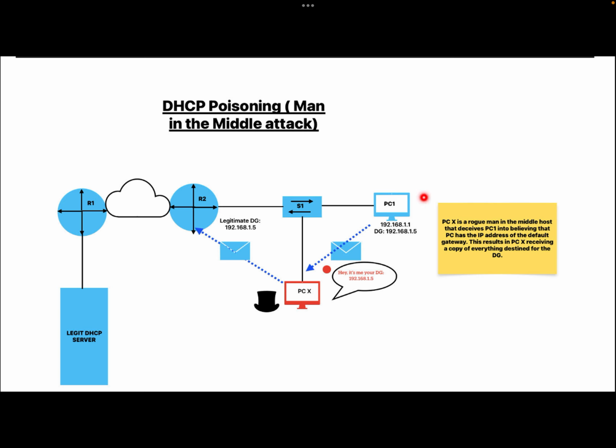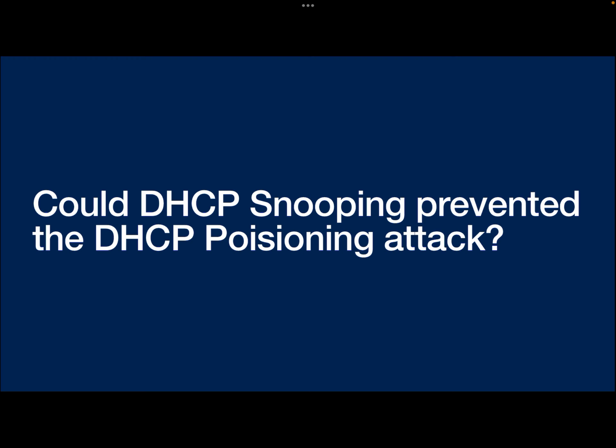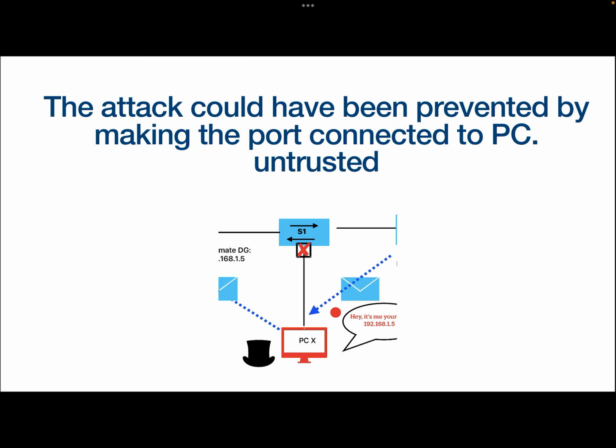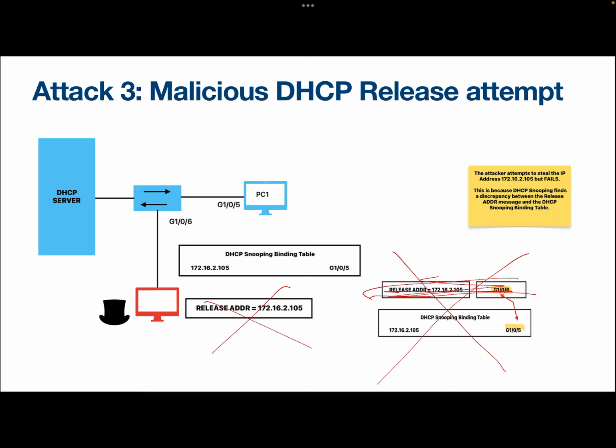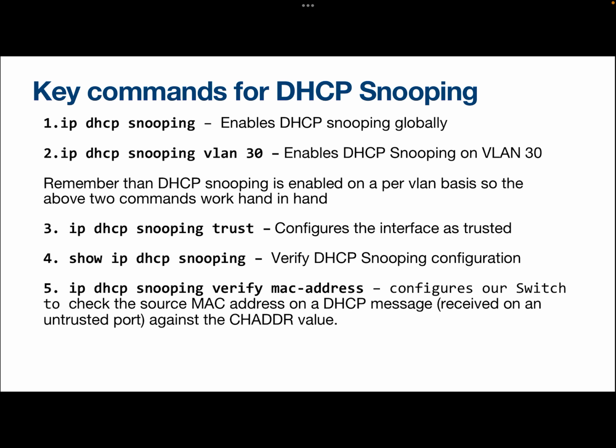This attack was not prevented. This was allowed to happen here. But as we saw, this could have been prevented had this port been untrusted. Now, let's look at some commands for DHCP snooping.